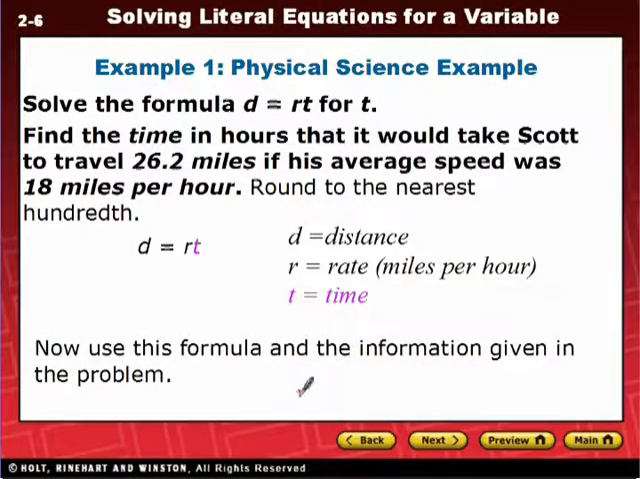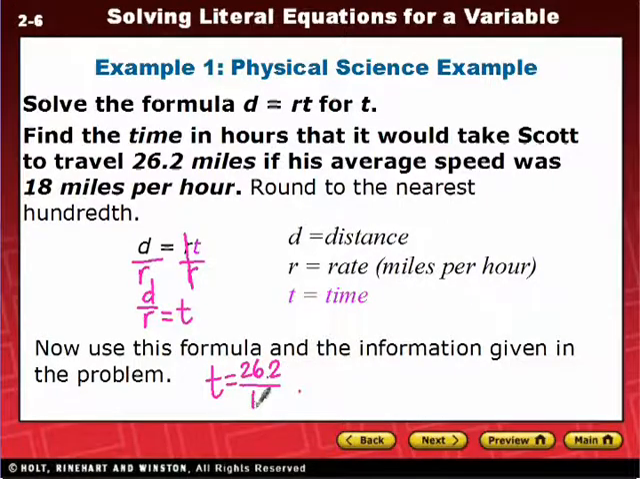So we take our formula here and we want to get t all by itself. Notice it's in purple, so you can easily see it. To do that, we want to undo the multiplication. We get r over r, which is a fancy form of 1. So distance over rate equals time. And now we can plug in the information from the problem. We know he's gone 26.2 miles, a marathon distance, and he's going to go 18 miles per hour.